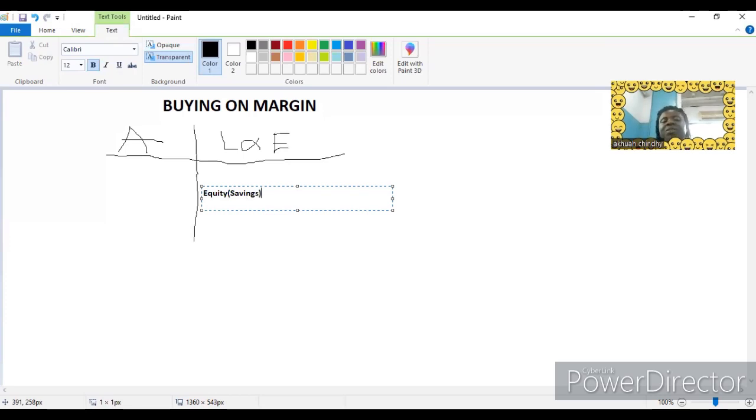So if you try to understand the double entry and all that, it will be a whole lot. Okay, so just know that if he's bringing money to add up to his capital, it becomes a capital.